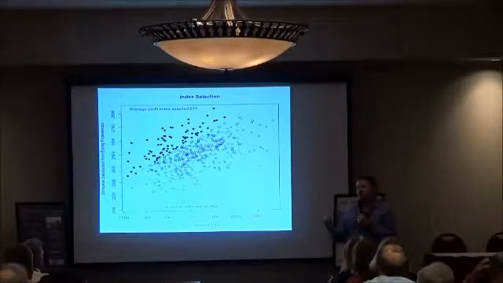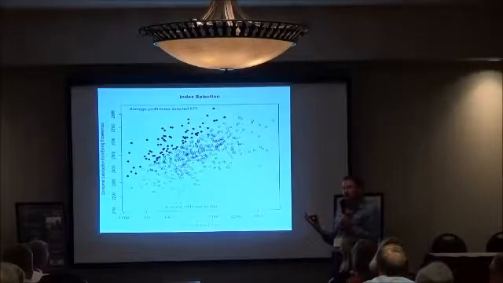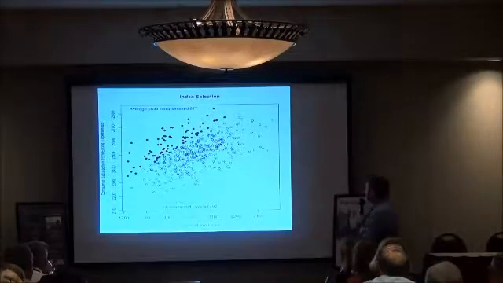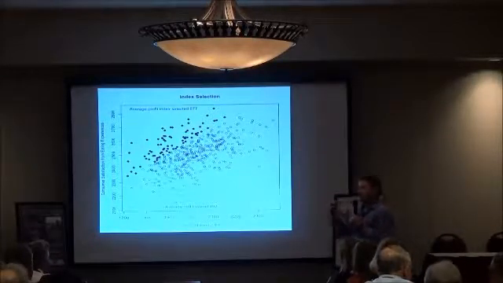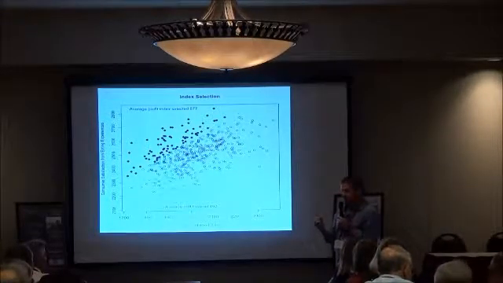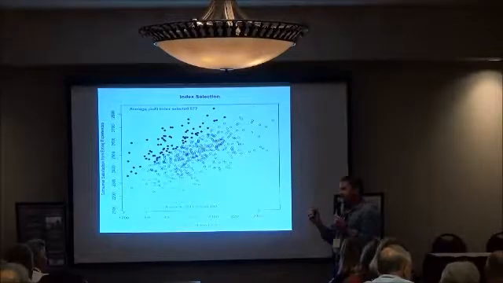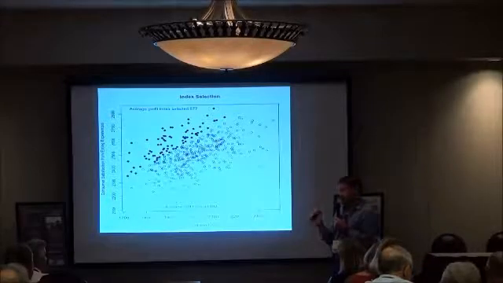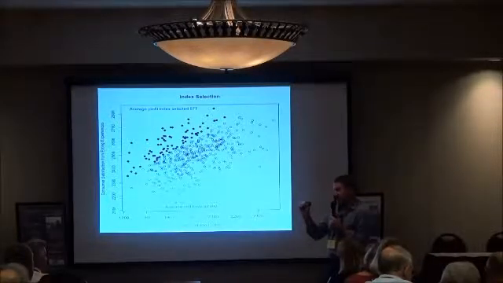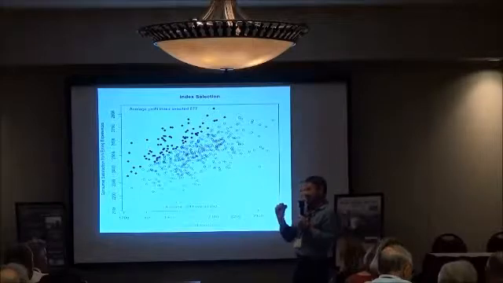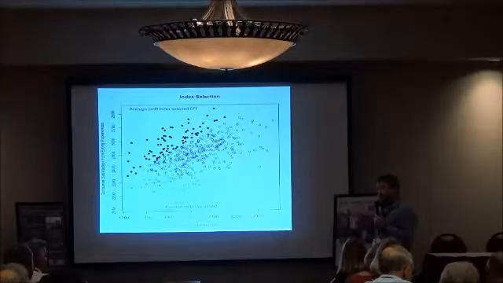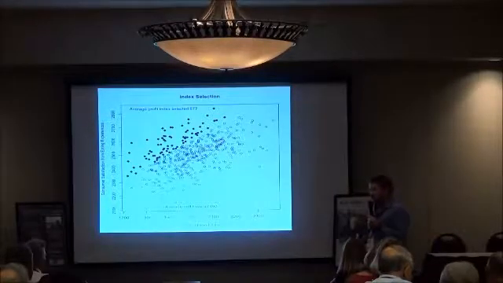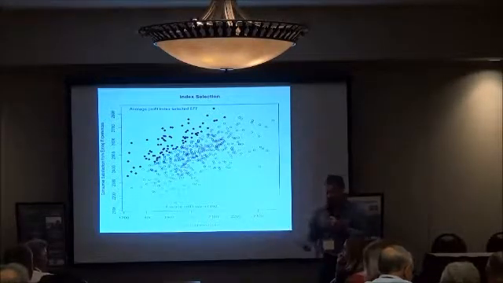So selection index is more efficient than independent culling levels if you want to move the selection, and it's most efficient when you use the index values for selection without all of the component traits. So Bruce told you that if you have ERTs and indicator traits, you make better selection decisions if you don't have the indicator traits. I'll go one step further and say if you have your index properly constructed, you do a better job of selection if you don't have the EPDs on all of the ERTs. But that might take another 60 years for you guys.